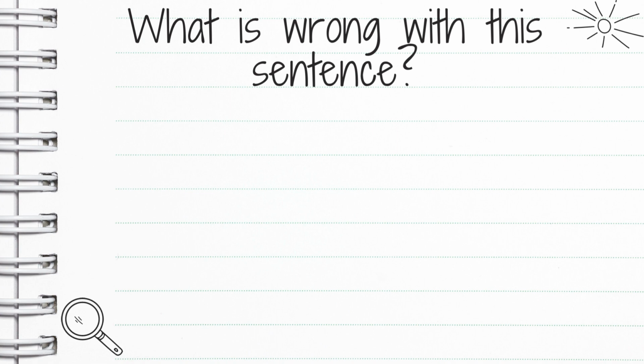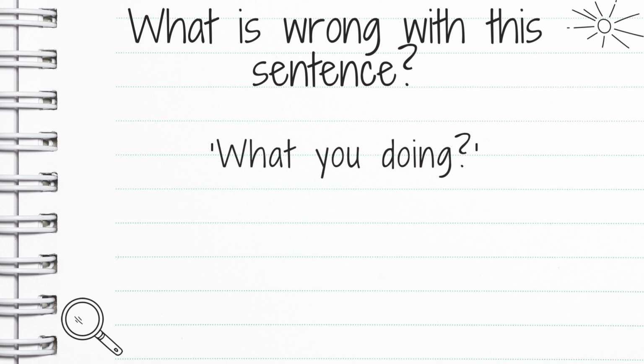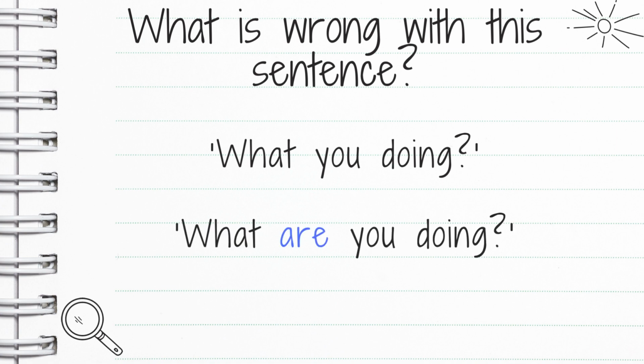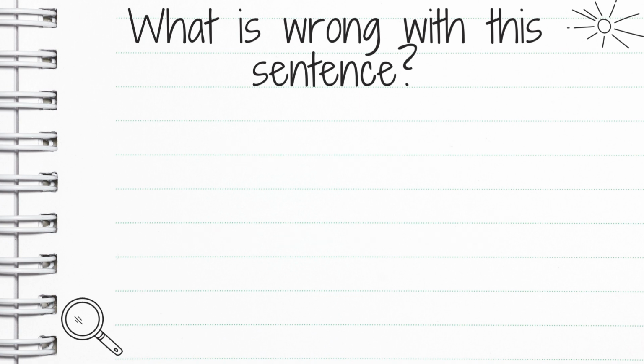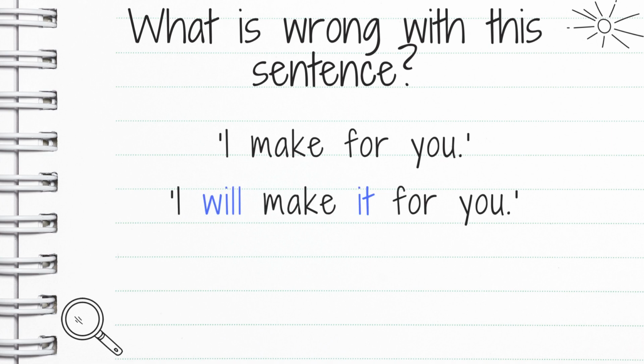Okay. What is wrong with this sentence? What are you doing? What's missing? What are you doing? What are you doing? The high frequency word are was missing from that sentence. What about this one? I make for you. Perhaps this person was going to make a sandwich. I make for you. What's missing? How can we make this sentence sound better? I will make it for you. So we're missing two high frequency words there, will and it. I will make it for you.